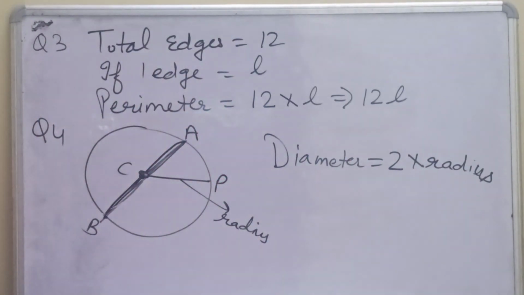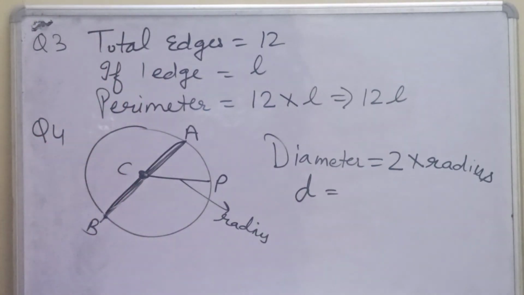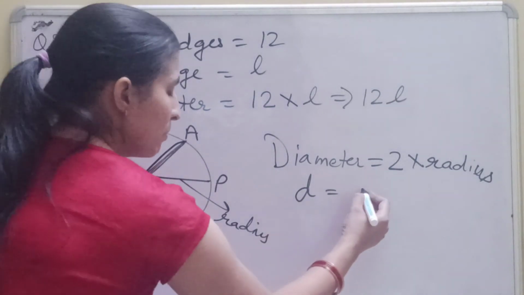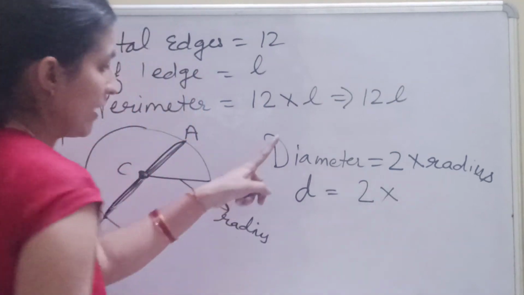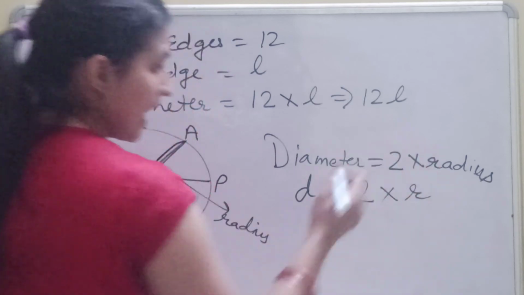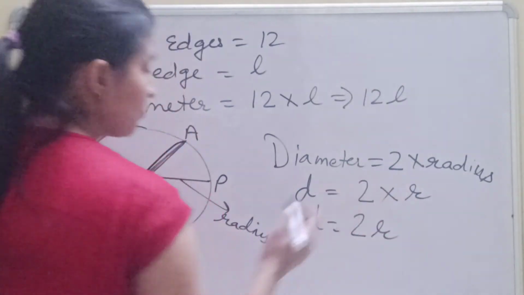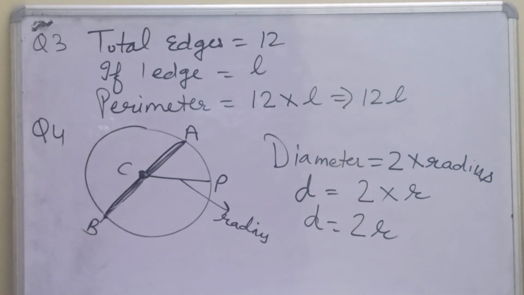So our diameter is equal to 2 into radius. Now he is saying if diameter is d and radius is r, then what should be the diameter? So in place of diameter we will write d, and radius r. So d equals 2 into r, 2r. So this way you will get your answer for question number 4.